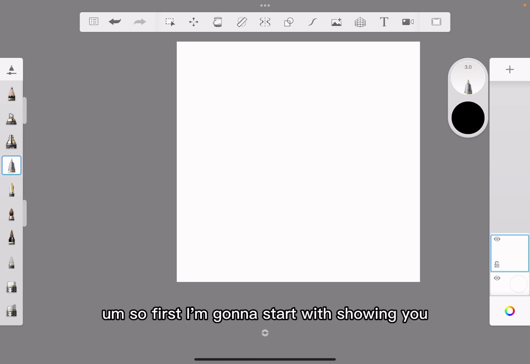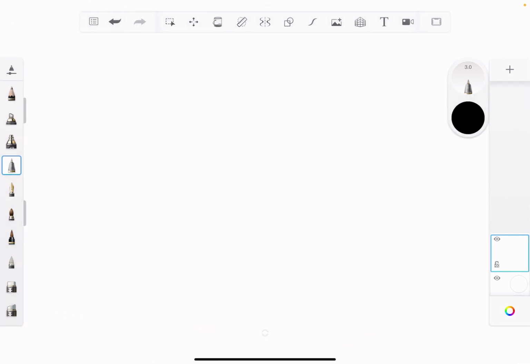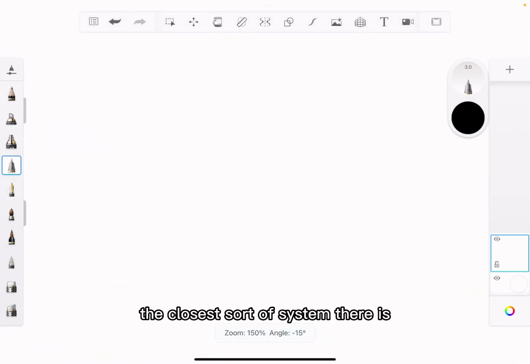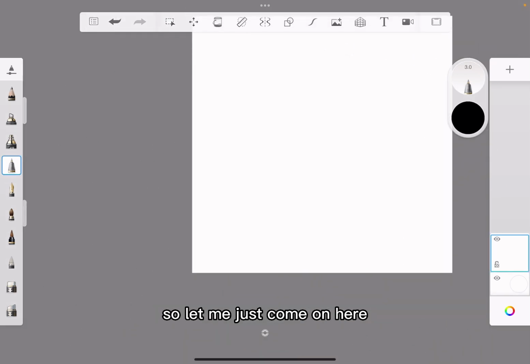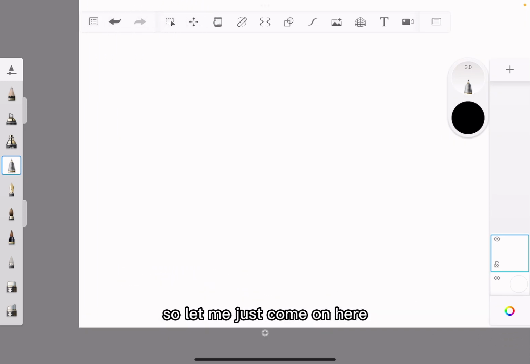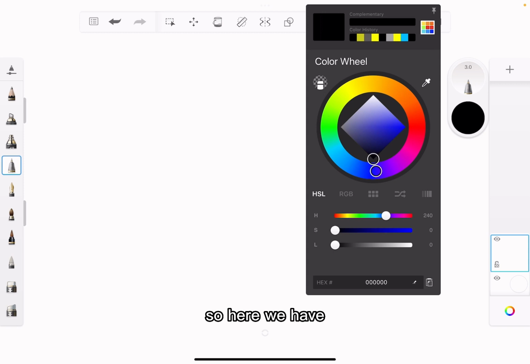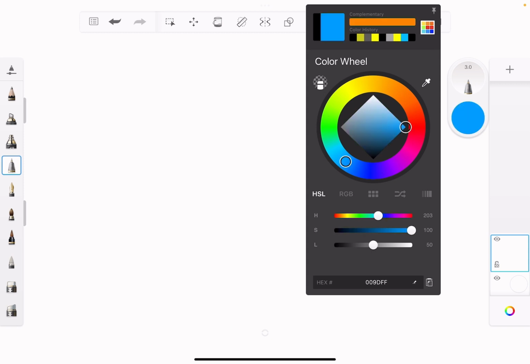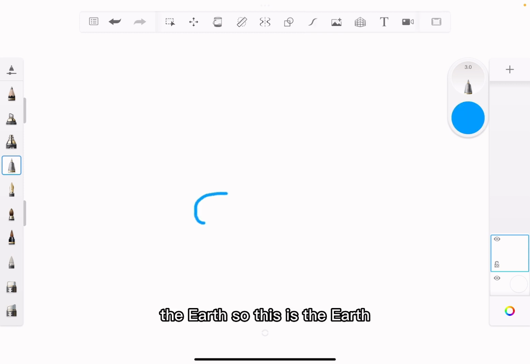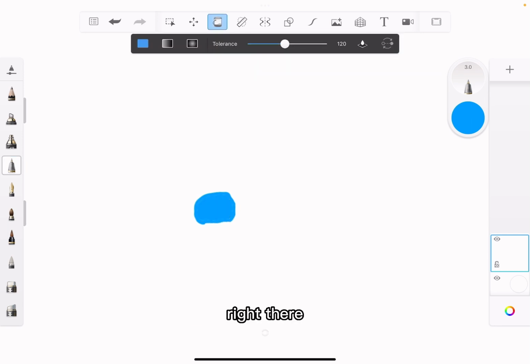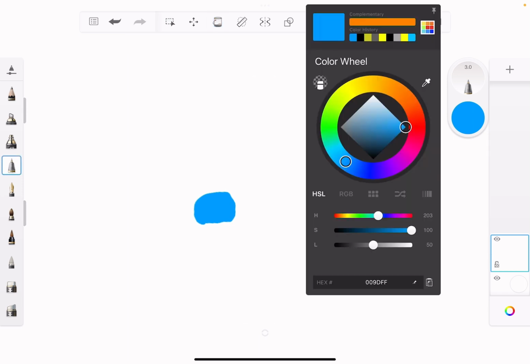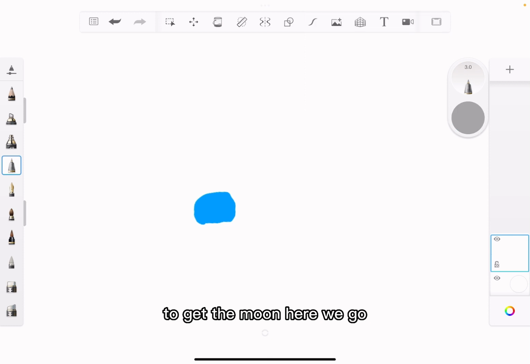So first I'm going to start by showing you the closest system there is. Let me just go down here. This is where it's going to be. Okay, right here. So here we have the Earth. This is the Earth, right there. And now we need the moon. Let's get the moon.